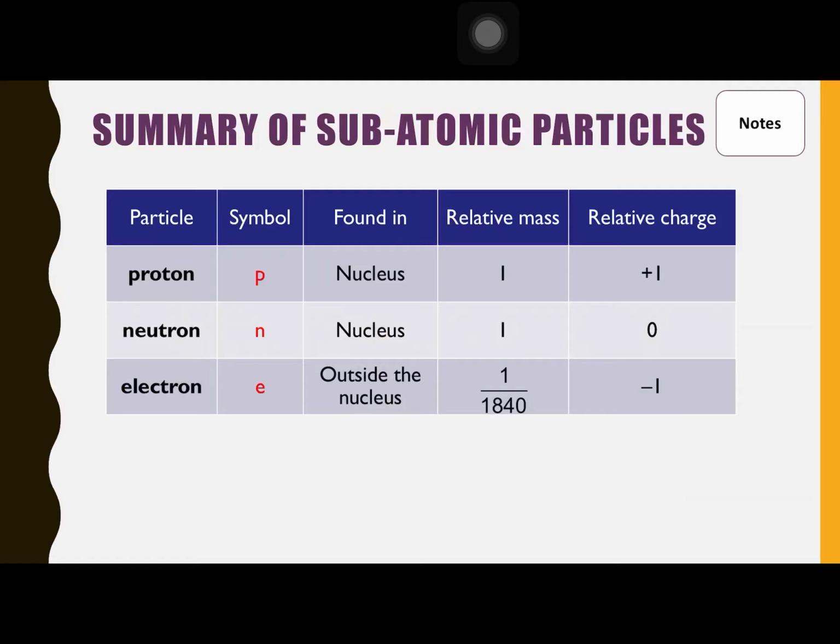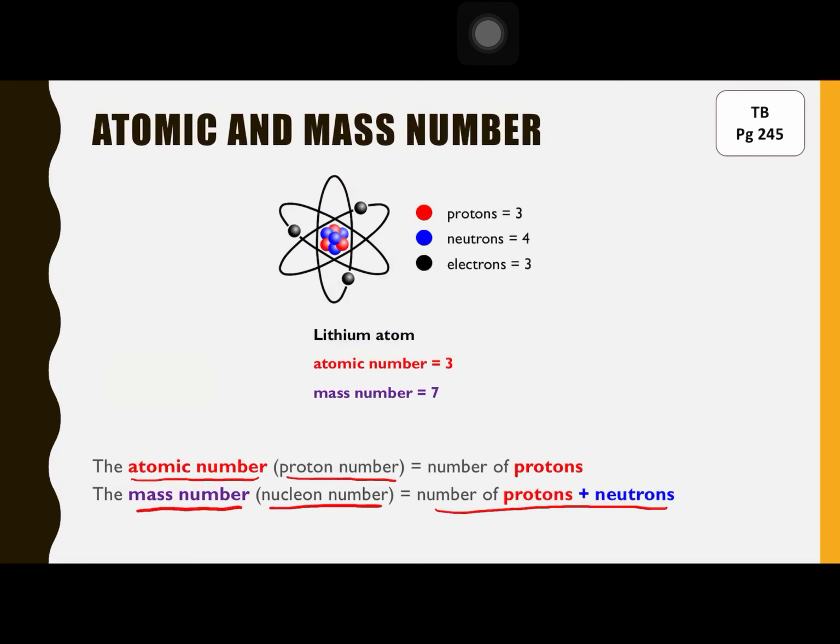But electrons are about 2,000 times lighter than protons and neutrons, which means that when you add the mass of the electrons in, the value is so small that it's insignificant to its mass. Therefore, we do not consider the mass of the electron. So the mass number tells us the number of protons and neutrons because these two are the heavier subatomic particles. And the other name for mass number is called the nucleon number. Why nucleon number? Because the nucleons would mean protons and neutrons.